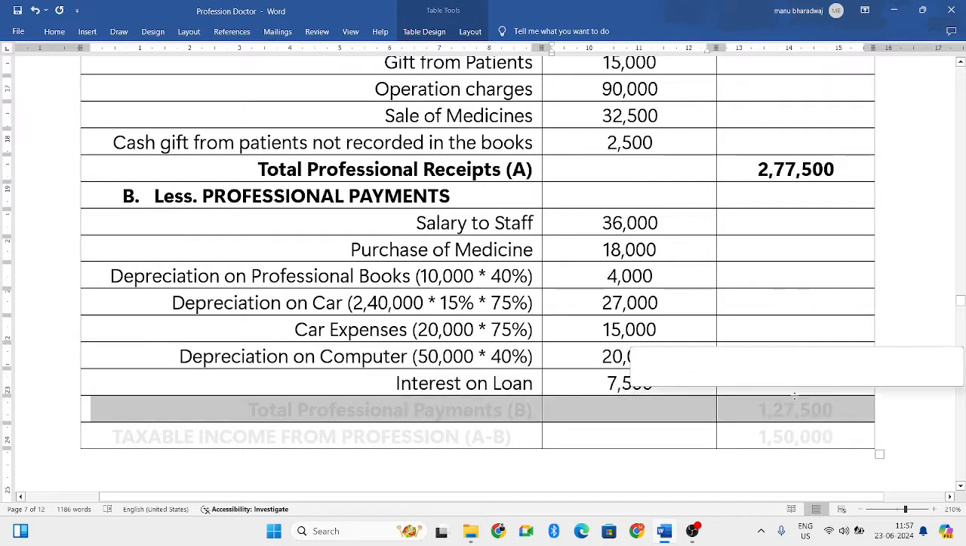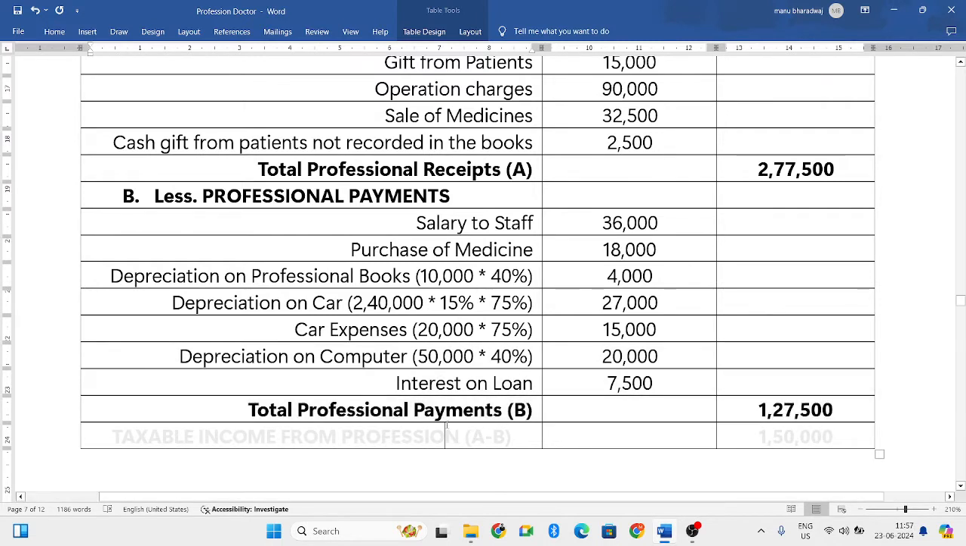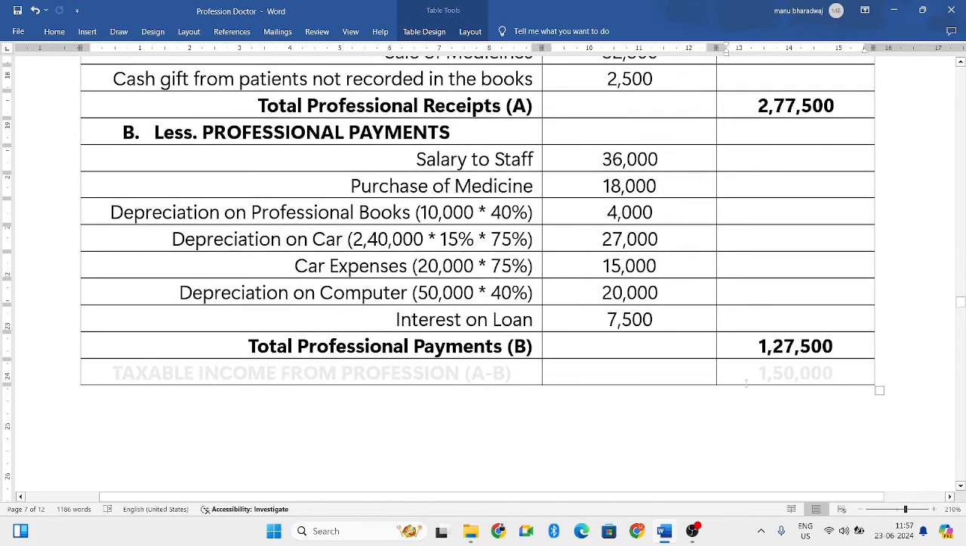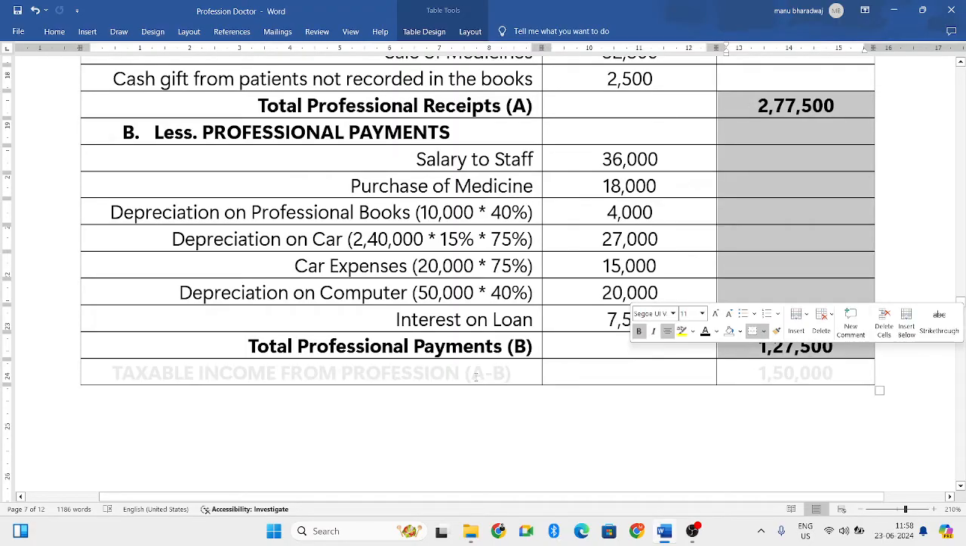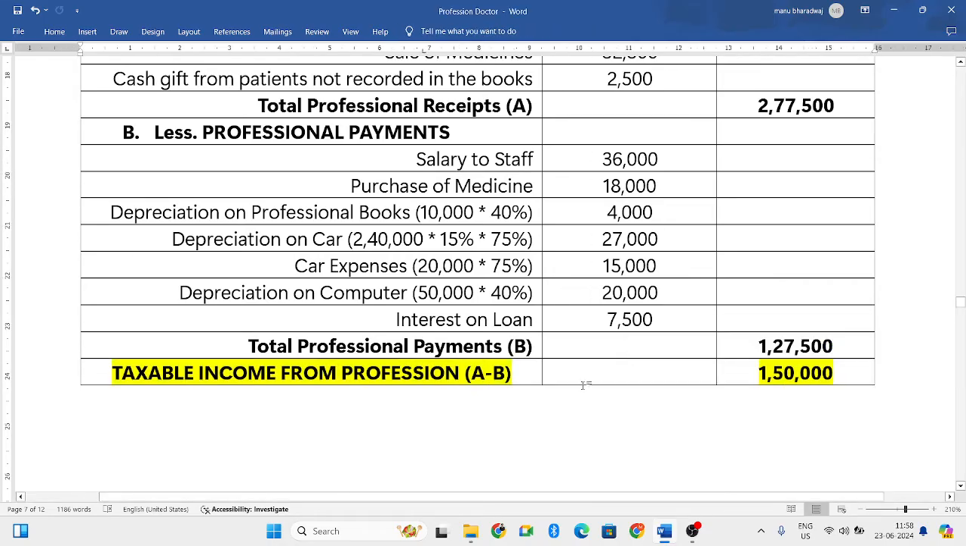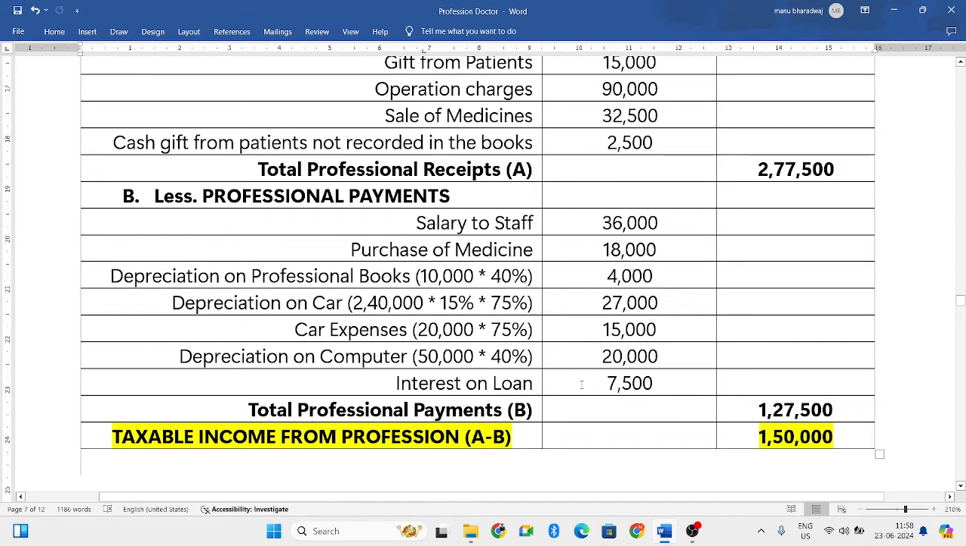Now if you do the total of all this, you will get total professional payments. So add all this: 36,000 plus 18,000 plus 4,000 plus 27,000 plus 15,000 plus 20,000 plus 7,500. You will get 1,27,500. That is your professional payments. So from 2,77,500, if you subtract 1,27,500, you will get the taxable income from profession, that is 1,50,000. So this is how you need to solve the problem. Hope you have understood how to solve this problem.